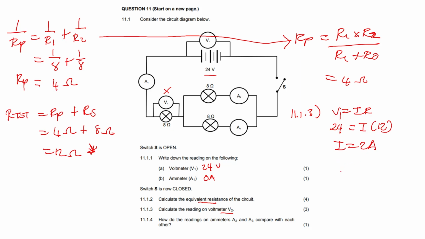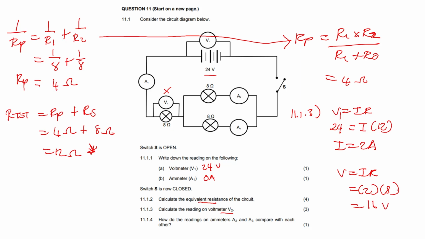Now we use the same formula again, and we put in 2 and the resistance for this particular voltmeter reading, which is 8 ohms. We get 2 times 8, which is 16 volts. So the reading on voltmeter 2 will be 16 volts.